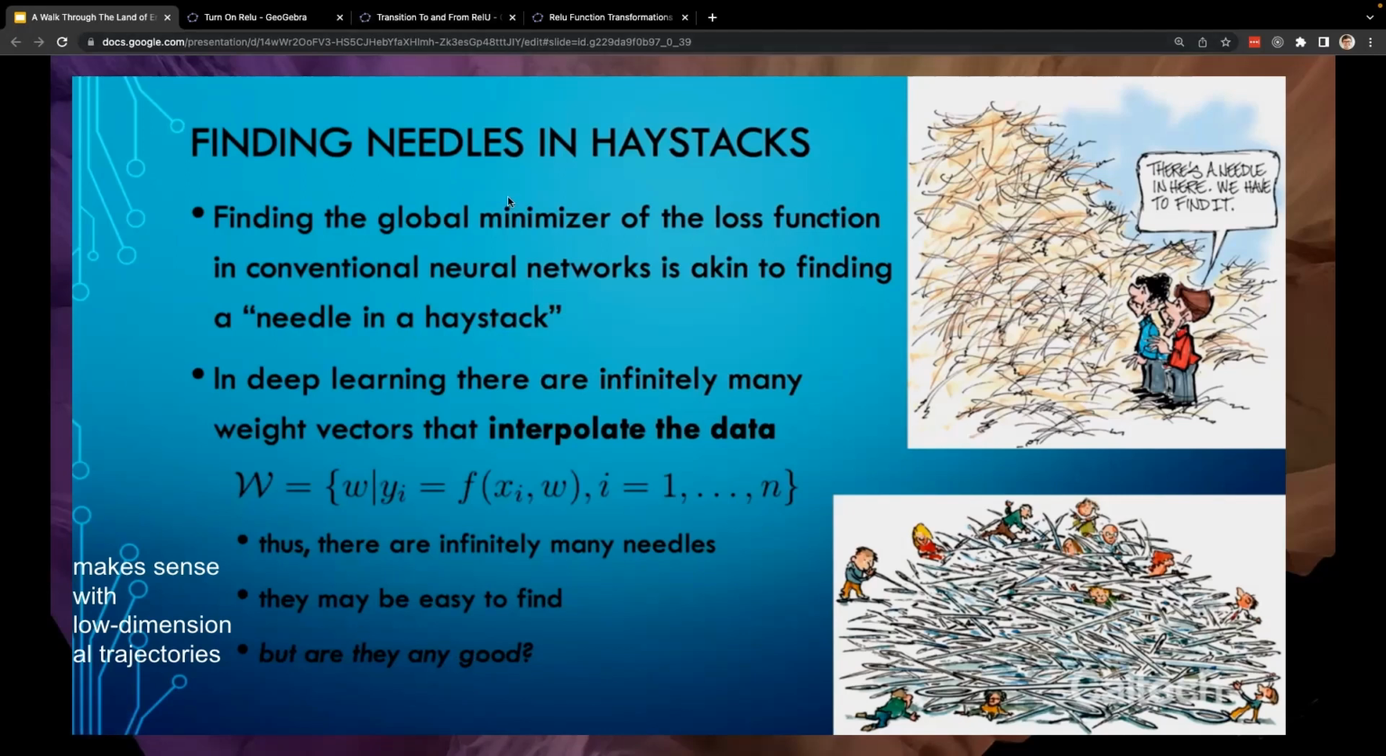And this fact of having a haystack full of needles makes sense to me with what we talked about last time, the low dimensional trajectories on our optimization path, because there are optima all over the place. So you can essentially just go straight to it, is what I'm thinking is happening, right?